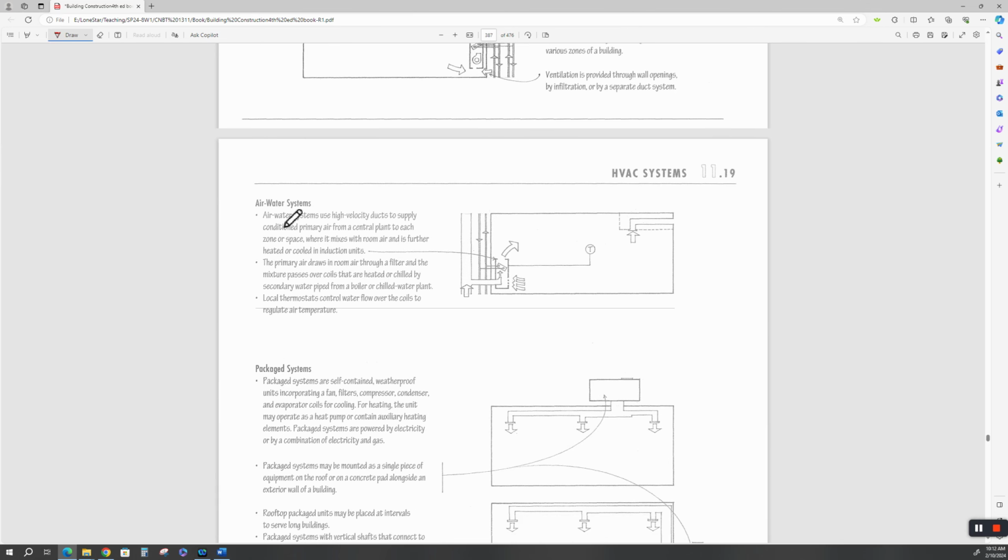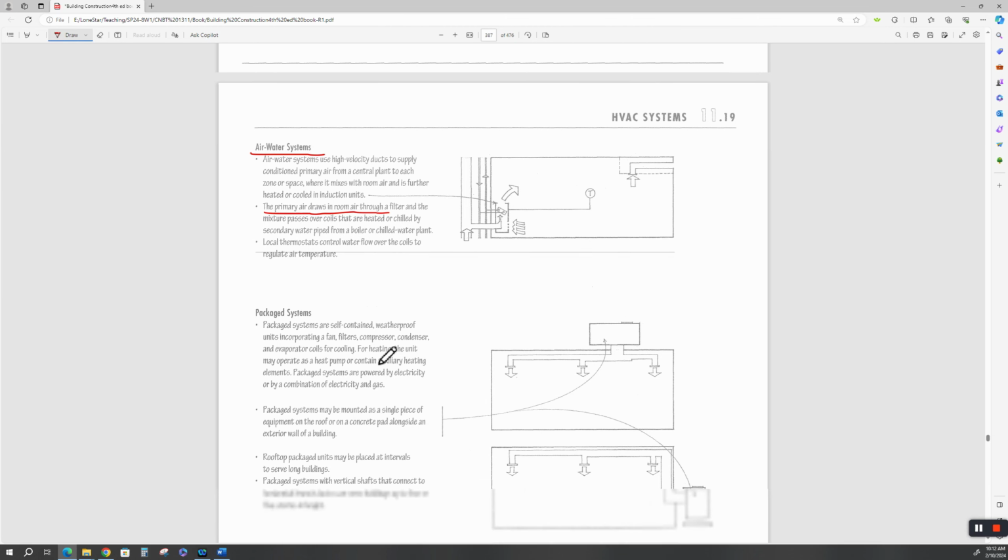Okay. Air-water system, we've already talked about that. It uses air and water. They use high-velocity ducts to supply conditioned primary air from a central plant. The primary air draws in room air through a filter, and the mixture passes over coils that are heated or chilled by secondary water piped from a boiler or chilled water plant, and then local thermostats in the room.